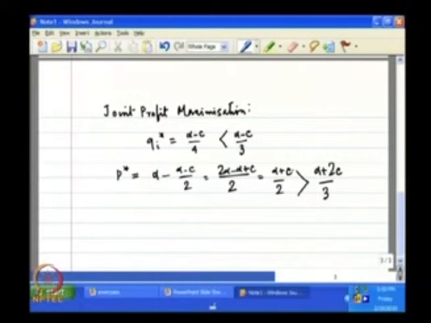How do I know that the price here is higher if the firms decide to produce jointly? The reason is that if they decide to produce jointly, we see that the total quantity being produced is alpha minus C divided by 2, this is Q star, and this is less than the quantity if they decide to produce individually. This is the output that they are producing, this is less than this.